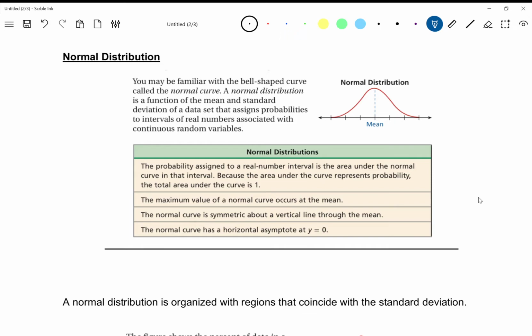A couple things about normal distributions: it's often used for probability. Probability-wise, if you look at the entire graph, this would be 100% of the data, and so this would have a probability of 1. We'll look at other questions where we talk about probability or percents separately. But when I mentioned the middle, the mean is also the mode, and it's symmetrical.